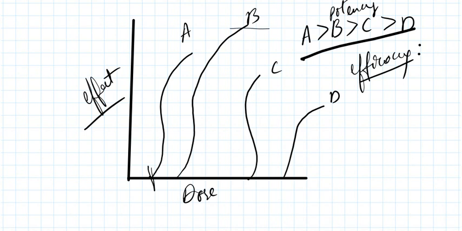Now, which drug has produced the maximum effect? B, followed by A, followed by C, followed by D. This is the order. You get my point? If it's okay, I will clear it off.